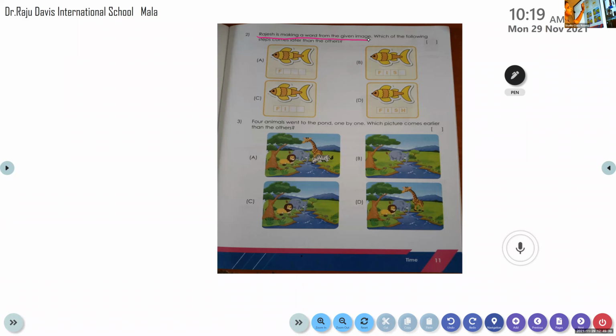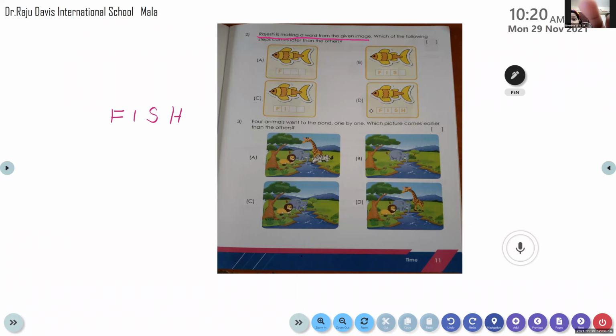What is the image given, or what is the picture? It is fish. So he has to write the spelling fish. First he will write F, then I, then S, then H. So which one is later? Which of the following steps comes later than the others? Is it A, B, C, or D?